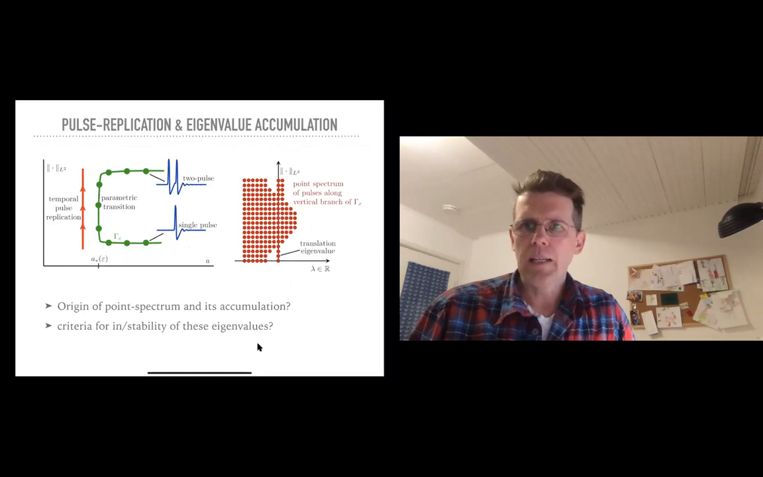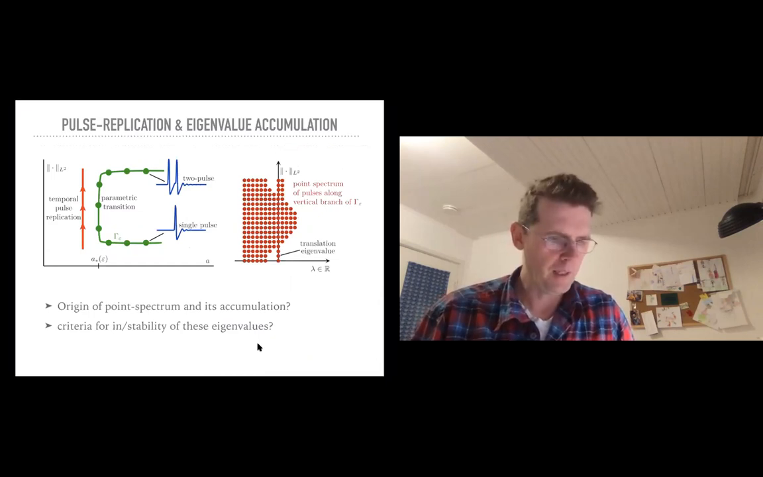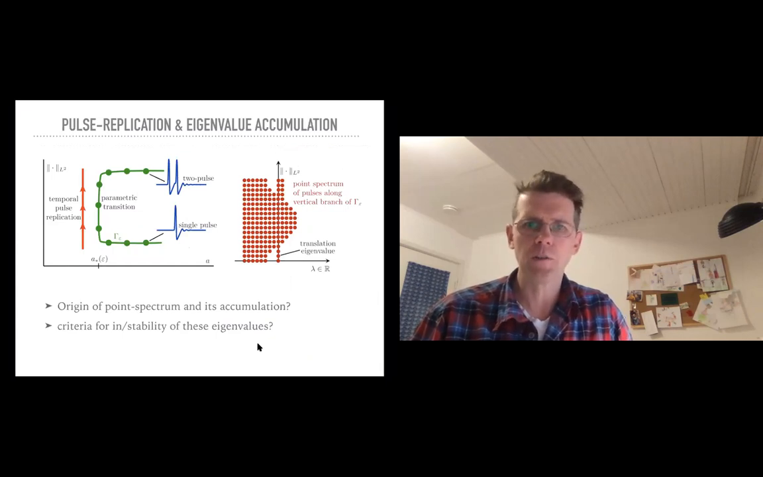So now I want to link this to the problem of FitzHugh-Nagumo and this replication in the parametric sense. Whereas the origin of the point spectrum is accumulation, well, we can guess now that probably has to do with some sort of absolute spectrum. And then from that, we can also get criteria for stability or instability.